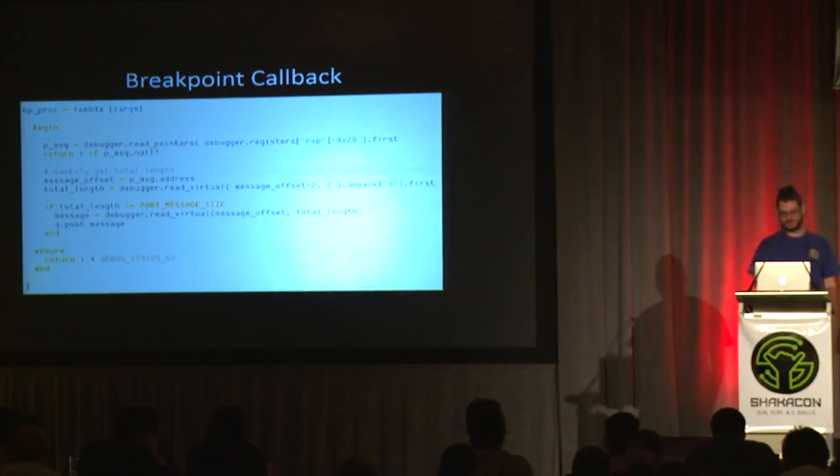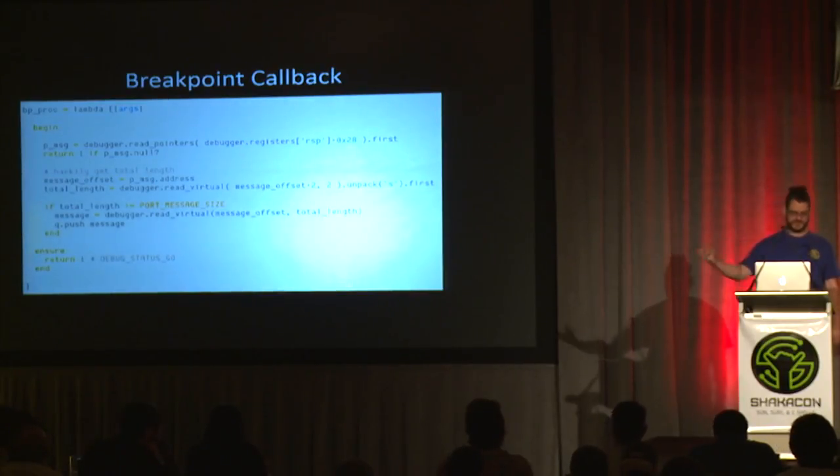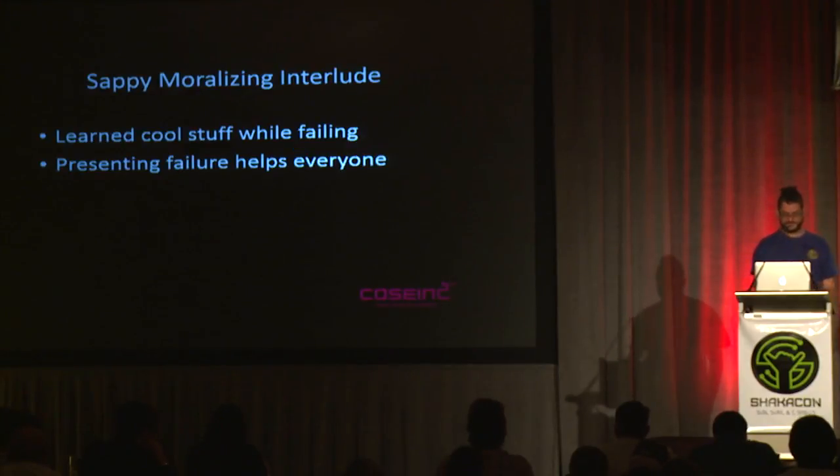This is some Ruby code. I'm reading a pointer from RSP plus 28, and then I'm reading virtual from that offset. That's the pointer to the message. Two bytes in is the message size, and then I'm reading the rest of the message from memory. It's pretty simple, and that works, which is nice.